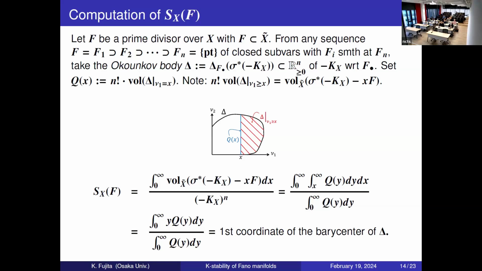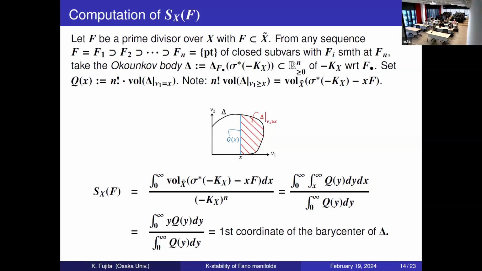And if we change the order of integration, first from y to x, then this integration can be replaced by this. So Sx of F is nothing but the first coordinate of the barycenter of the Okounkov body. So it's a very, very simple value. Later, I will recall this Okounkov body representation.